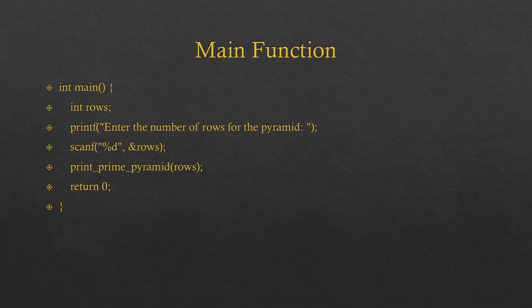Now let's look at the main function. This function is the entry point of our program. It prompts the user to enter the number of rows for the pyramid and calls the print prime pyramid function to generate the output. The program then terminates successfully after printing the pyramid.